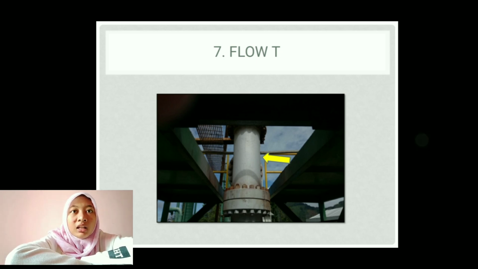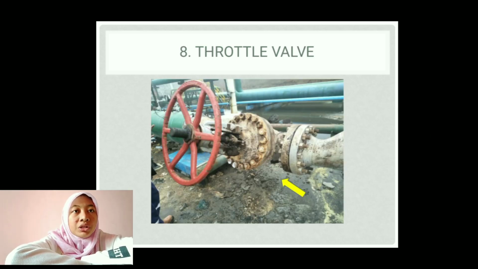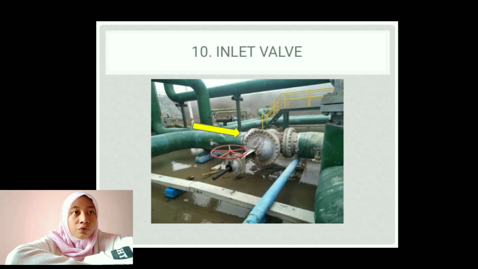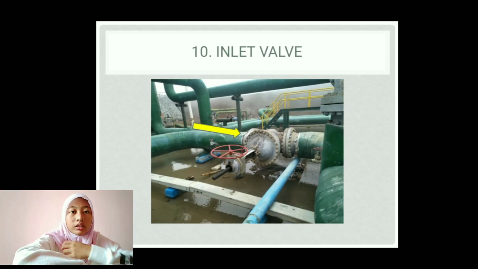Number 8, throttle valve. The throttle valve functions to regulate the flow rate and simultaneously to regulate the pressure at the wellhead. Number 10 is inlet valve. The inlet valve has a function to open and close the fluid that will flow to the separator.